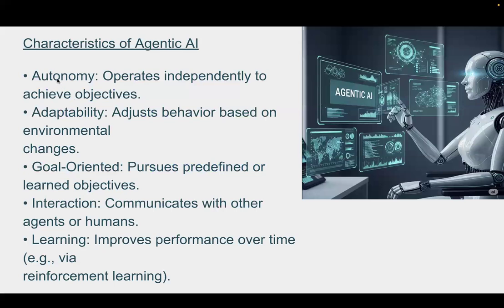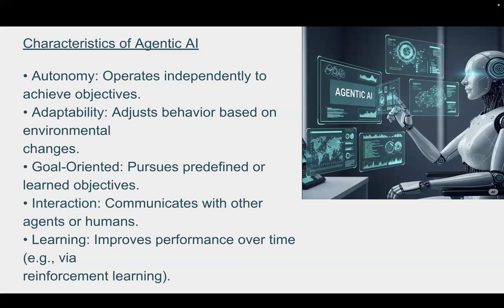Again, the characteristics: autonomy, which we just talked about; adaptability, adjusting behaviors based on environmental changes; goal oriented, with specific goals, like for a self-driving car, go from point A to point B. Interactions: it can communicate with humans in whatever form you configure, whether you want the agentic AI to call you, Slack you, or text you. It can also communicate with other agentic AIs. So, in short, you can have a network of agentic AIs working in tandem with each other.